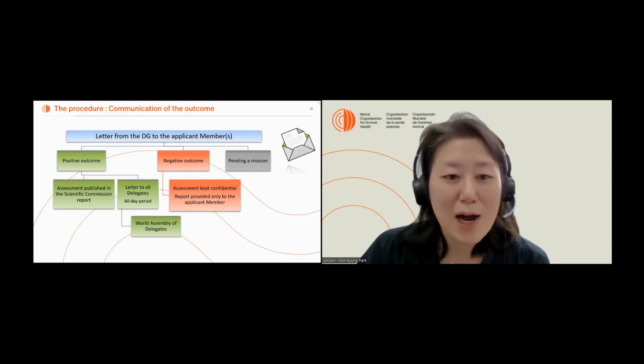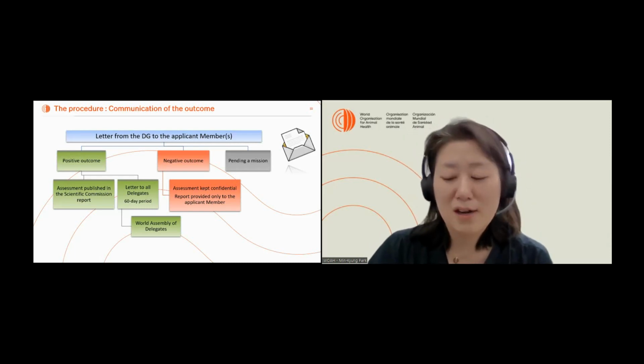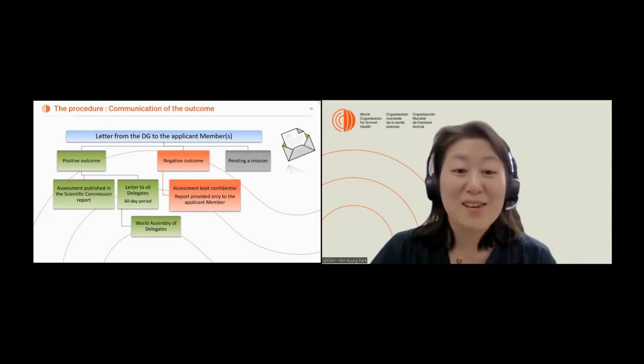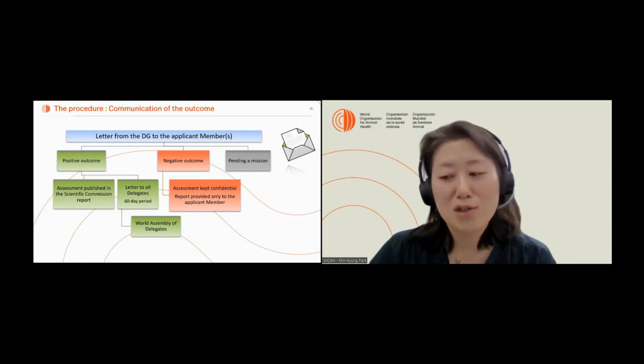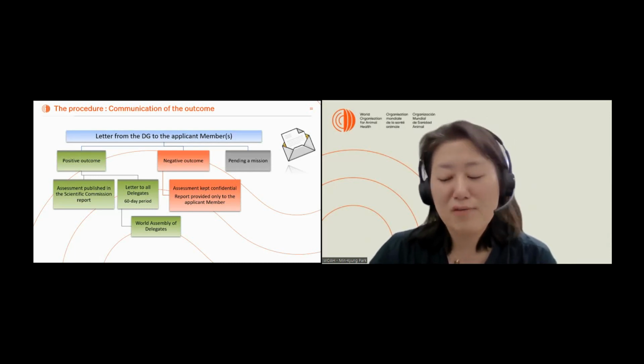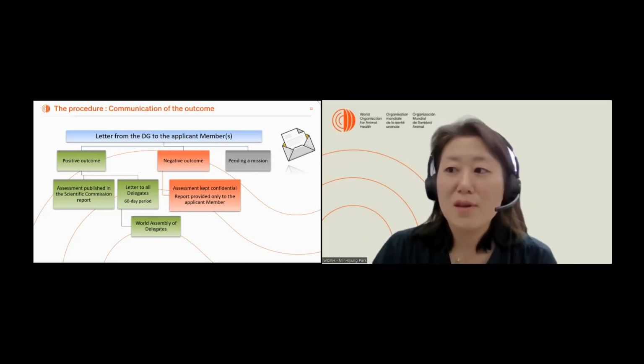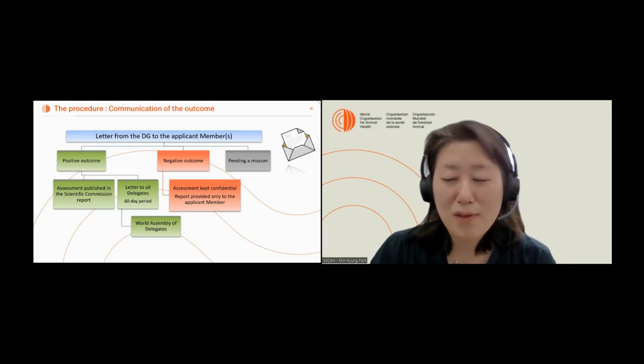If it is a negative outcome, of course, the applicant member will be informed of this outcome, with a detailed report explaining the gaps and recommendations to improve on those areas. But the report and the name of the country receiving a negative outcome is not disclosed to the public. So if it is a negative outcome, it will be only the applicant member that will be aware of their outcome.